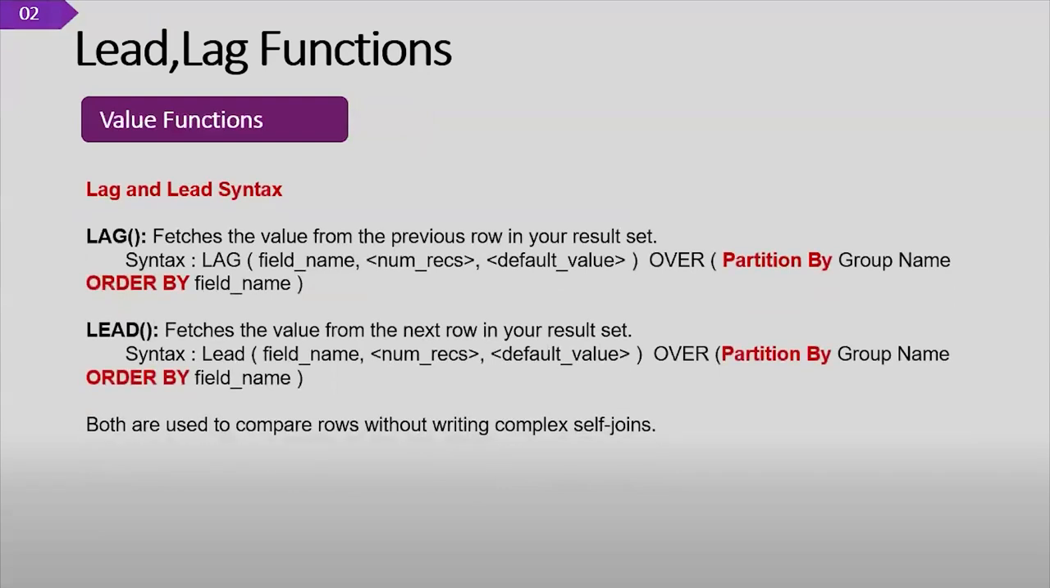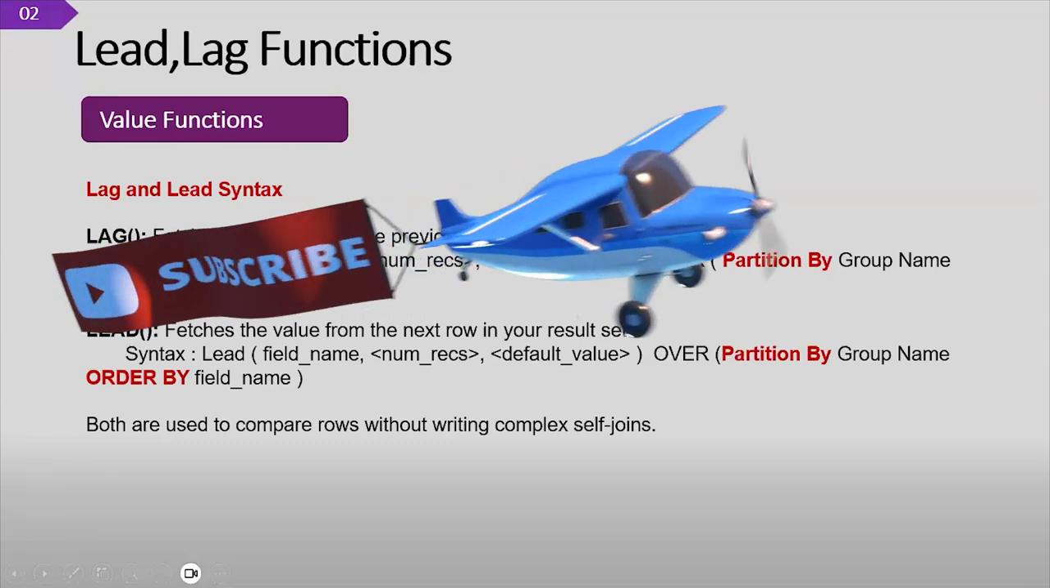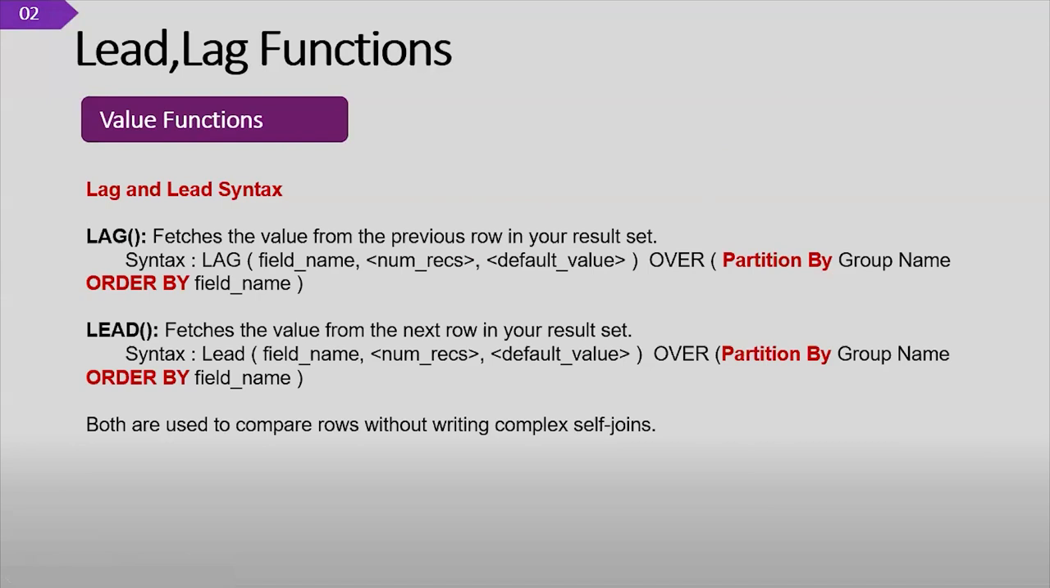Okay, and now the syntax. In lag, you put the field name for which you want to get the previous value, and then the number of rows back. For example, if you put 1 or leave it empty, it will get the previous one right away. If you put 2 or 3, it will get the pre-previous, the pre-pre-previous, and so on. Then a default value: if it's null, for example, and you want to put a value instead of null, you can put a default value. Then over, partition by any group you want, and order by any field you want. And the lead is exactly the same, but the lag gets the previous one, and the lead gets the next one.